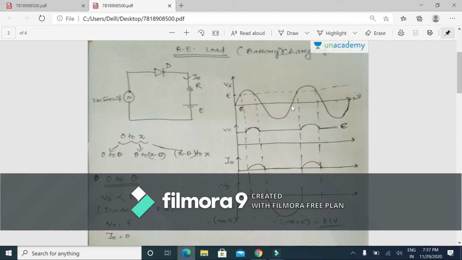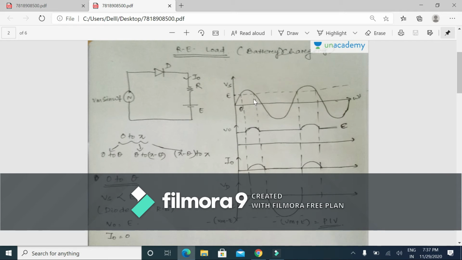From pi to 2 pi, again this diode is reverse biased, or we can say the output voltage will continue to remain at this E, until again at 2 pi plus theta. That means from 2 pi plus theta to 3 pi minus theta, this diode is again forward biased, and the output voltage will be equal to Vs. Again from 3 pi minus theta to 4 pi, the diode is reverse biased, or we can say the output voltage will remain at that E.